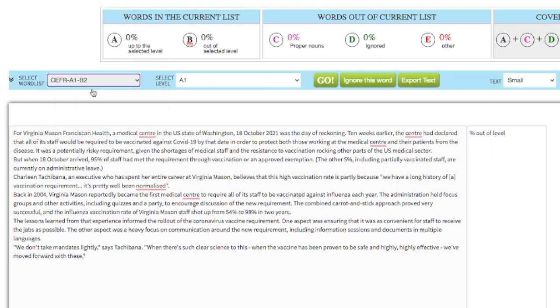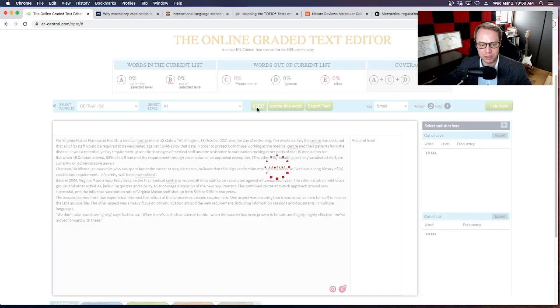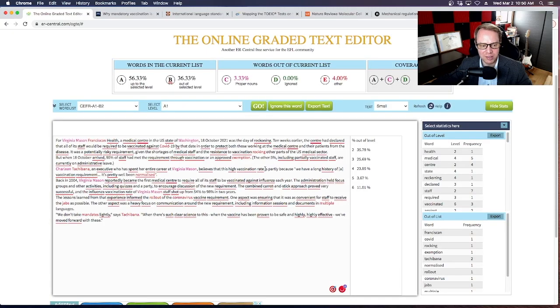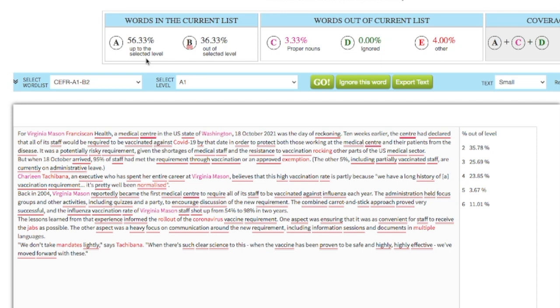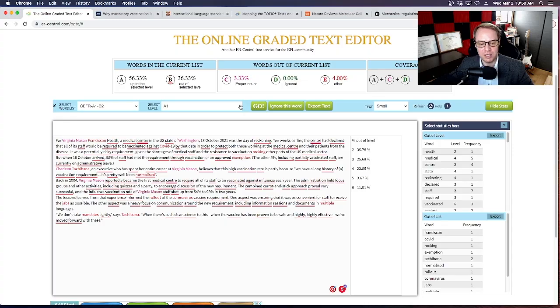So if we start with the CEFR levels, which again are the Common European Framework of Reference for languages, we've got the A1. If we were to go with A1, which if you remember is the young learners, people who are just starting out, and we click on go, it's going to scan all of this, and we can see right up here words that are in the current list. About a little over half are up to the selected level for A1. Again, this is an article from the BBC, but 36% fall out of that selected level. So that means that this is probably too difficult for someone who is at the A1 CEFR level, or beginning, or a young learner.